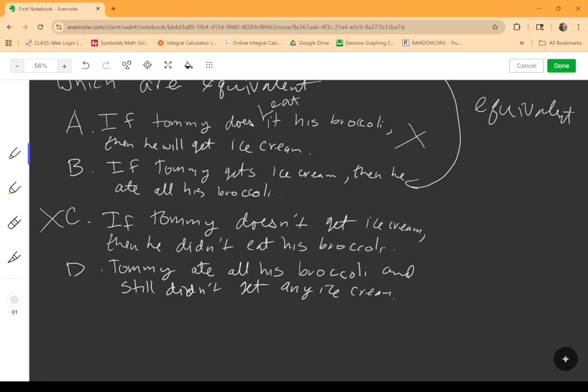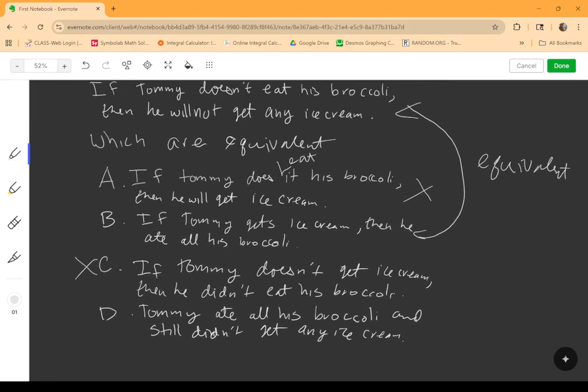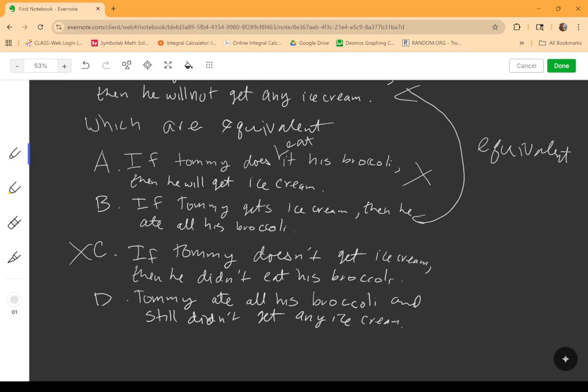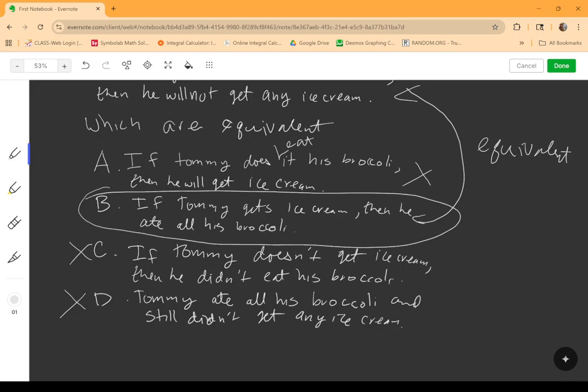All right, now for this one, this is one specific situation, right? It's not an implication. It's more of this happened and also this happened, right? So it doesn't encapsulate what would happen in all situations when he does not eat his broccoli. So this here is also not logically equivalent. So the only one logically equivalent here is this, where in this case, the promise is that he got ice cream, right? So that means that he ate all his broccoli.